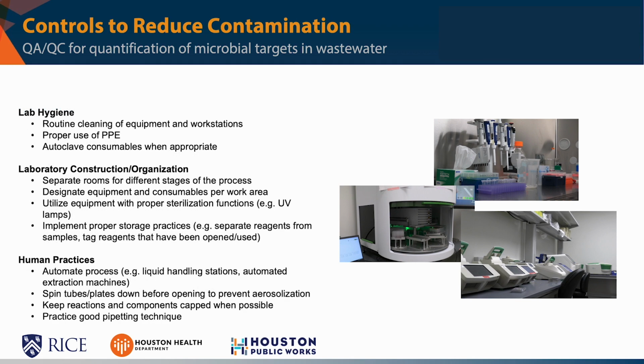Several practices can be implemented to reduce contamination. These include routine cleaning of workstations and equipment, proper use of PPE, and appropriately sterilizing consumables. It is also best practice to designate rooms or spaces, equipment, and storage areas for each stage in the quantification process to reduce contamination. Airflow controls, such as positively and negatively pressurized rooms, can also be implemented to reduce contamination between rooms and spaces. Lab construction will depend largely on the space and funds available and should be designed accordingly.